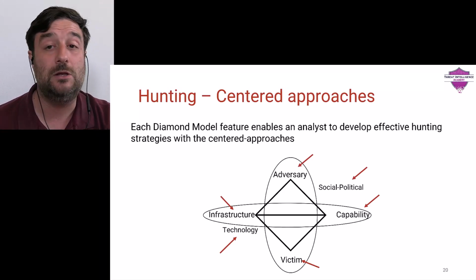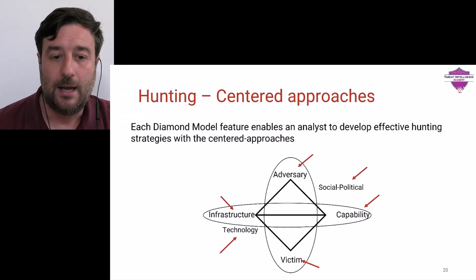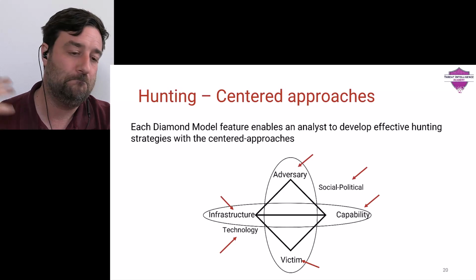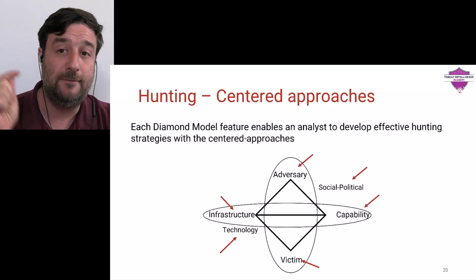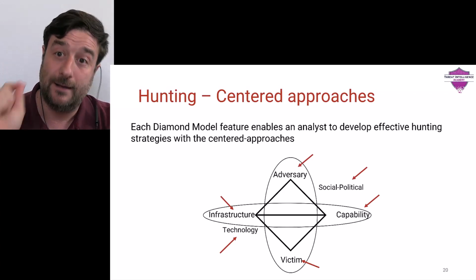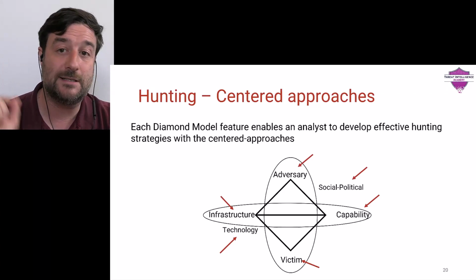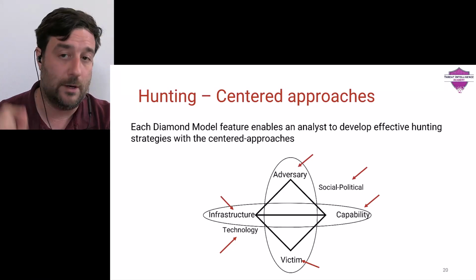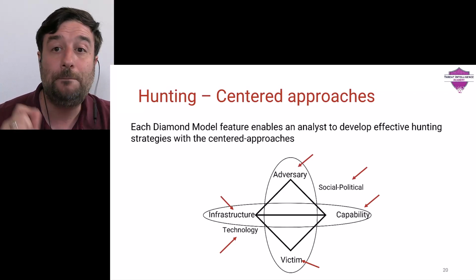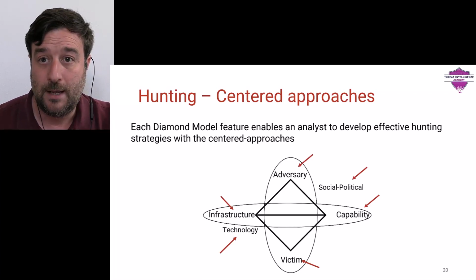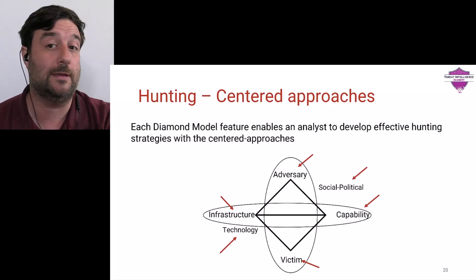And what we found is that we could use these things called centered approaches. That's just a term we came up with to describe the methodology and tradecraft. And what we said is, each of these features of the diamond model can be focused on to find interesting stuff. For instance, if I wanted to do threat hunting on capabilities, I could ask the question, what new executables have I seen in my network over the last 30 days? And that could be a place where I could start. I'm going to start at the capability side.